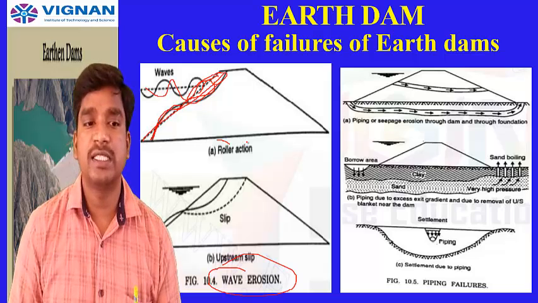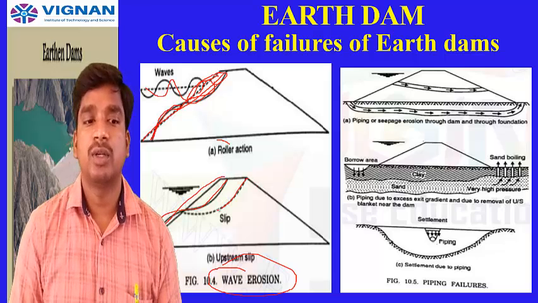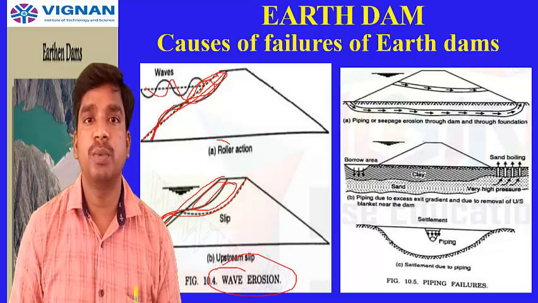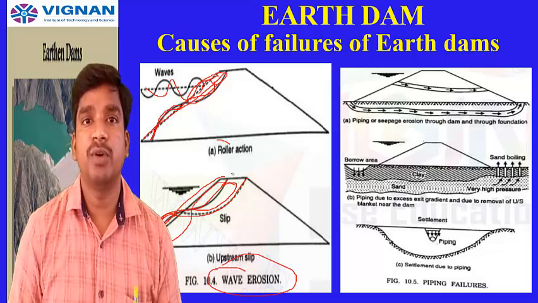Okay, so here also you can see a slip type of failure. Instead of staying on the upstream surface, it may go like this. Whatever the top portion of soil is there may be slipped and deposited at this place. So these are the possible chances of wave erosion.